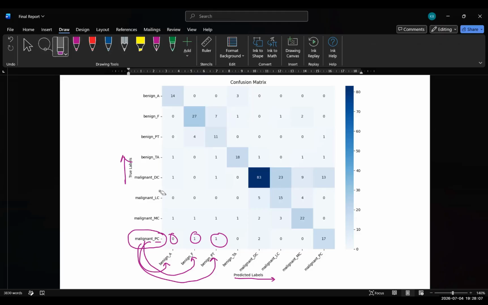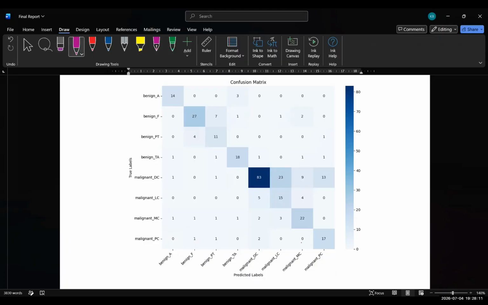So like this, corresponding to rows and columns. This one is 17. So malignant PT to malignant PT, all 17 are true positives. This is a true positive, this is a true positive. These are true positives only, because you see malignant DC to malignant DC is the only prediction. So 83 malignant DC. And you see this is a higher number, so a higher number is giving you a darker color also.